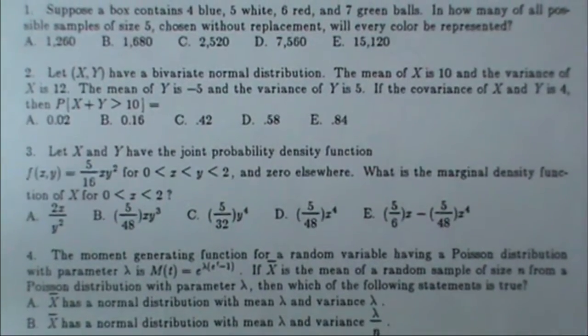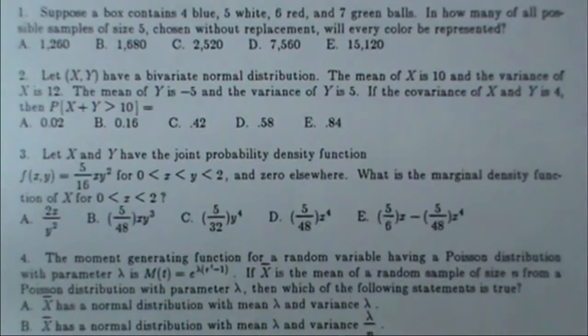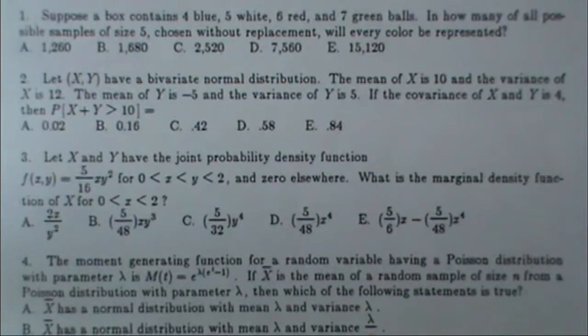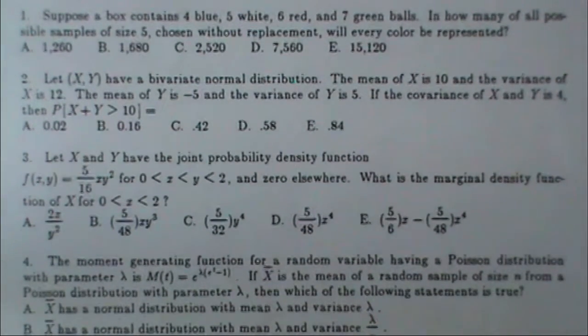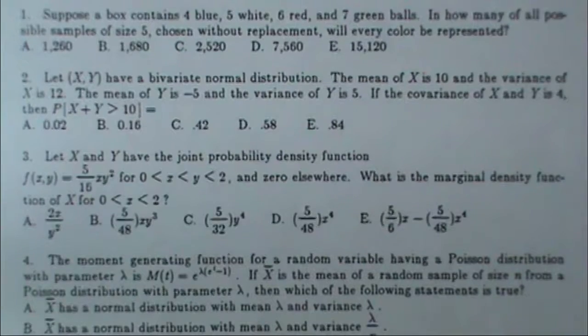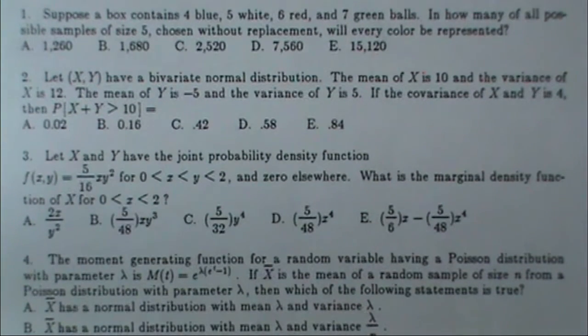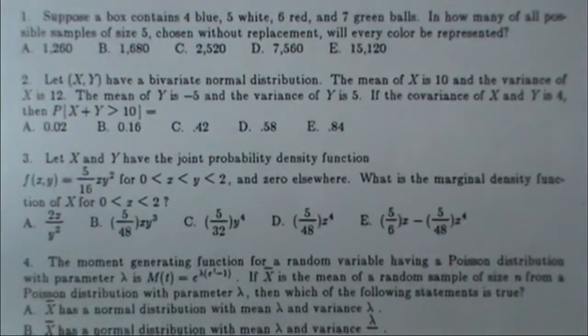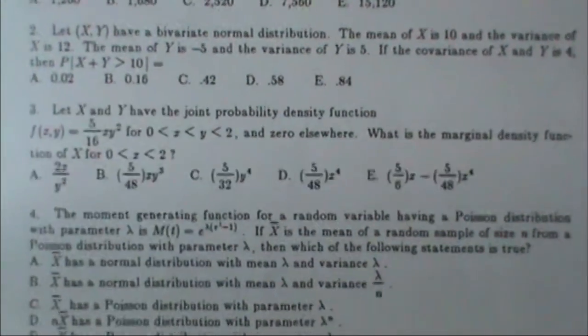Number 3, let x and y have joint probability distribution function f of x, y is equal to 5/16 times x times y squared, where x is between 0 and 2, y is between x and 2, and 0 elsewhere. What is the marginal density function of x when x is between 0 and 2?